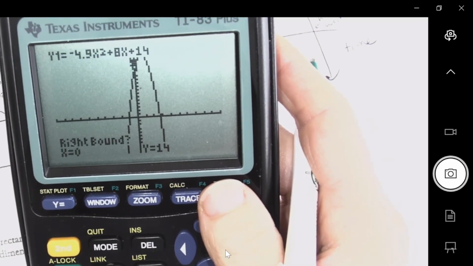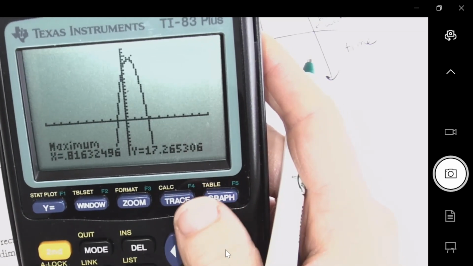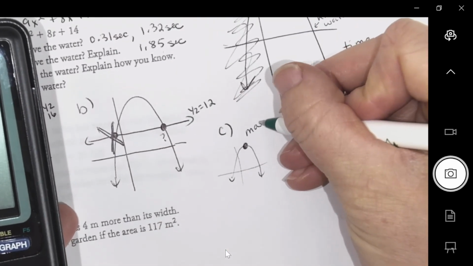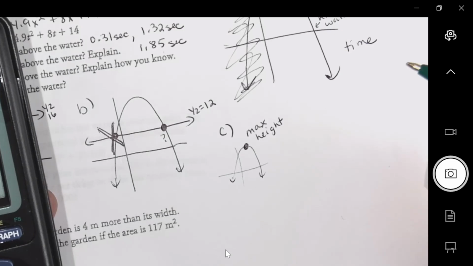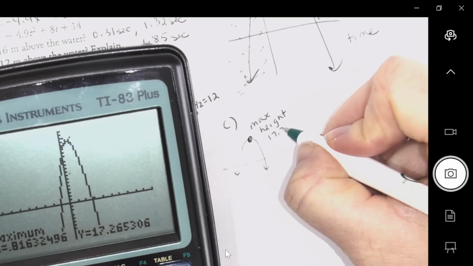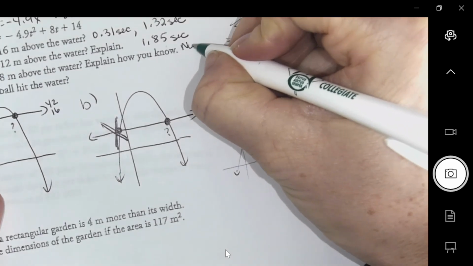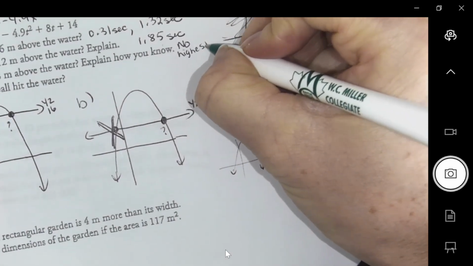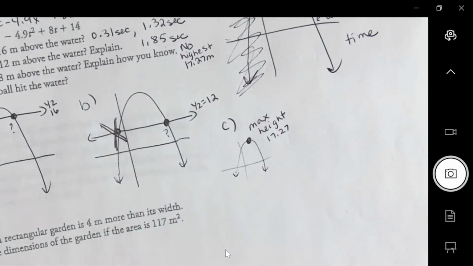left and right. And I'm looking specifically at what's the highest height it got up to. 17.27. So I would answer no, it's not going to get to 18. How do I know? The highest is 17.27. So no.